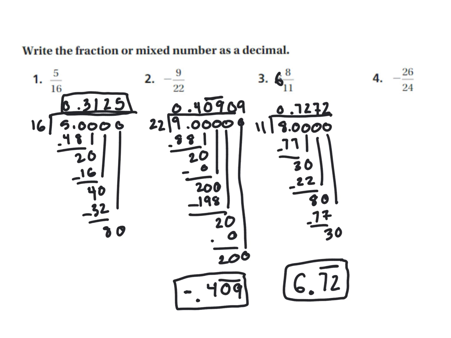And now for this last one, a little trick would be to turn this into a mixed number first. So it's going to be negative 1 and 2/24. Now let's not worry about the negative 1. Let's just do the 2 divided by 24. So 24 doesn't go into 2. It doesn't go into 20. It does go into 200 8 times. So then we go 8 times 24 is 192.